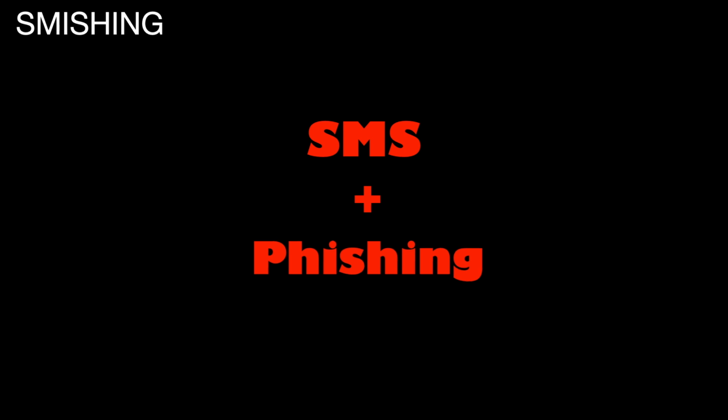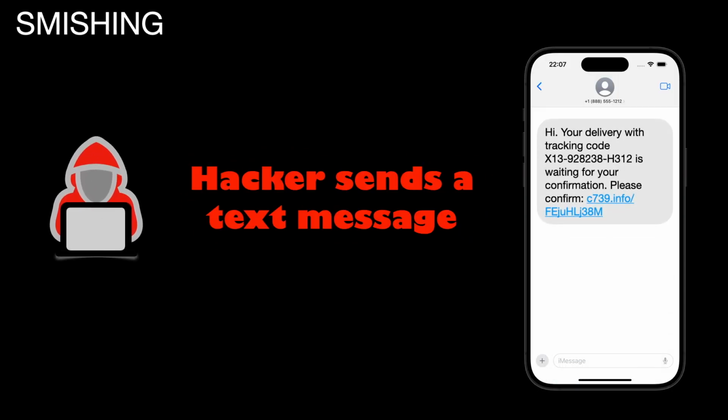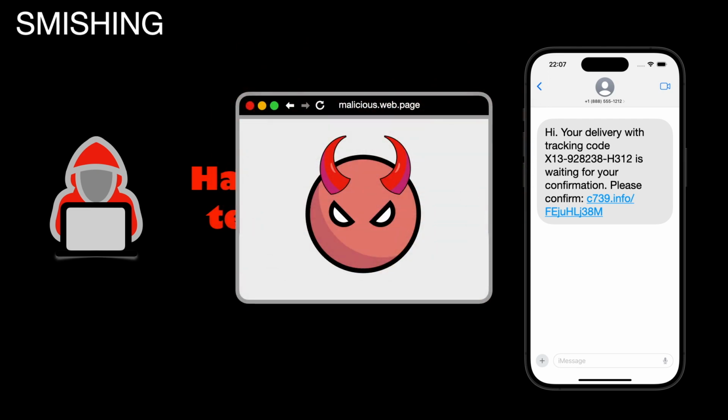Smishing is phishing using a mobile phone's short messaging system, or SMS. Hence, combining the two words, we get smishing. The signs that it may be malicious are similar to phishing. Like emails, the text message may contain a link to a malicious website. So, don't click on it.